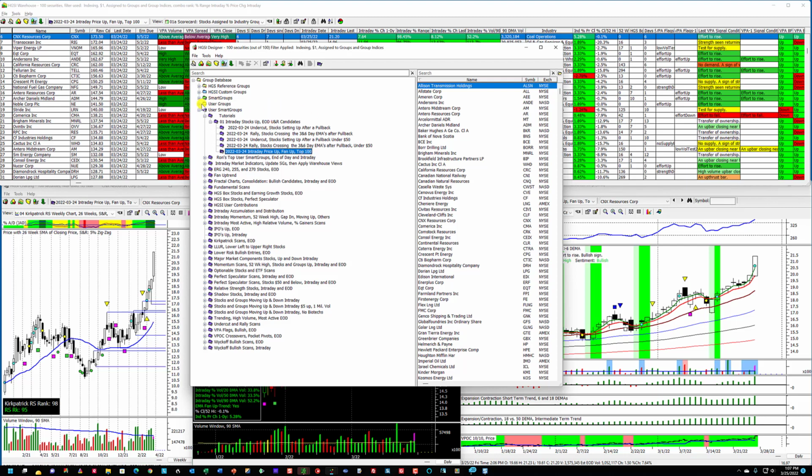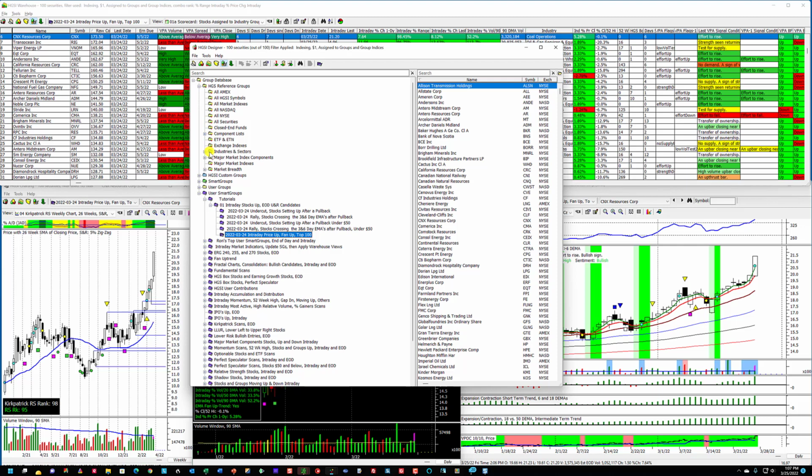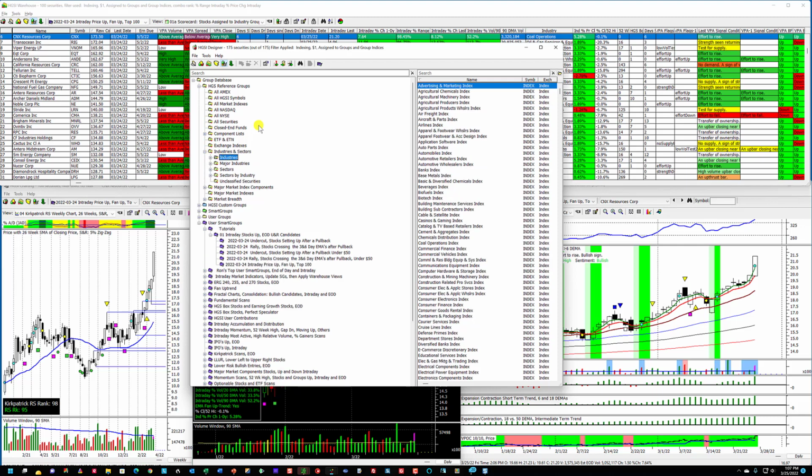But before I do that, since I have the quotes running in the background, I want to go to my industries group. And I'm going to rebuild indexes and groups, and this is updating the industry groups, so they'll be current. It just takes a few seconds to do this. Okay, so the industries are updated with all of the current data.